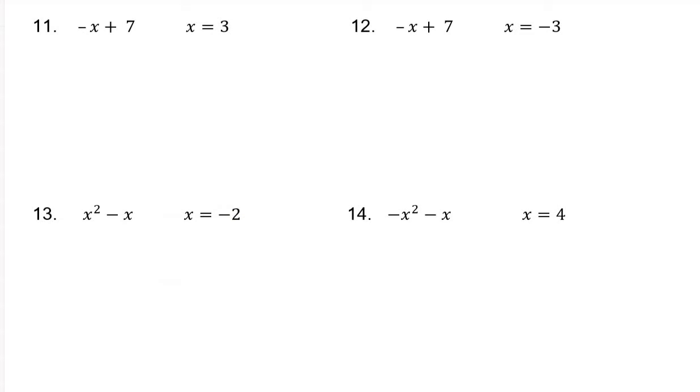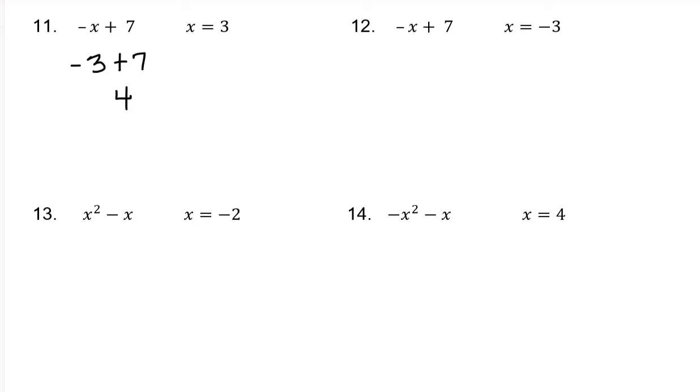Okay, problem number 11, I'm going to substitute this 3 in place of this x. So I'm going to have negative 3 plus 7, and that answer is positive 4. Now, problem 12 looks very similar to problem 11. The only difference is that my x is negative.